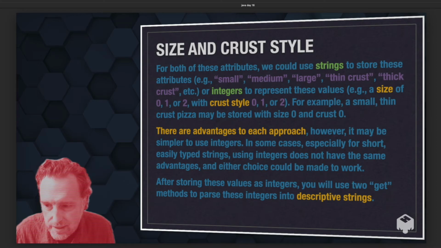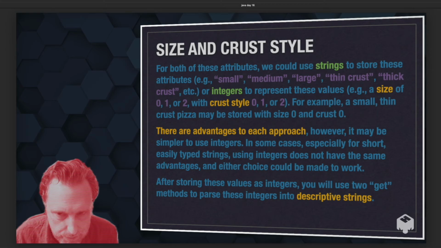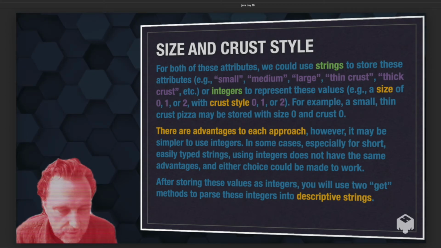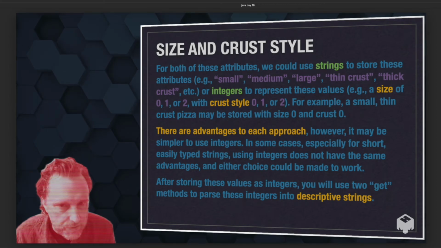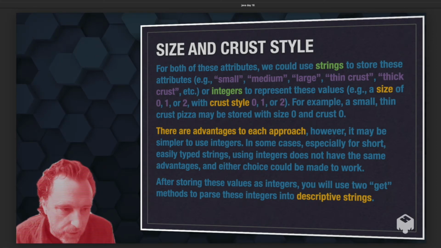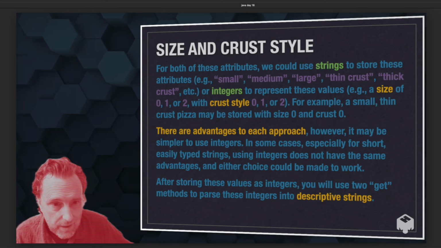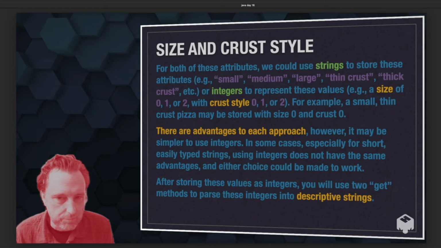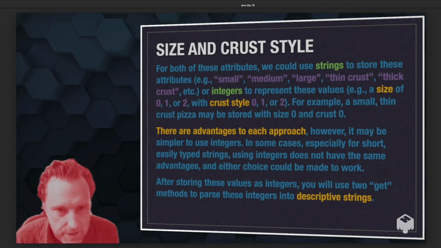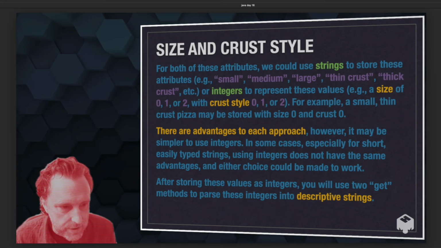So what I've got is a description of why I picked the integers for the attributes. There are advantages to each approach, and obviously in terms of building up string descriptions of the pizza, we want those text values, small, medium, large, thin crust, thick crust, whatever. We don't want integer codes, but we like the idea of integer codes in terms of generating the price. If we wanted to create a formula based on the size, it would be easier if we could multiply a number by a number, because you can't multiply a string by a number. So there's advantages to both approaches.